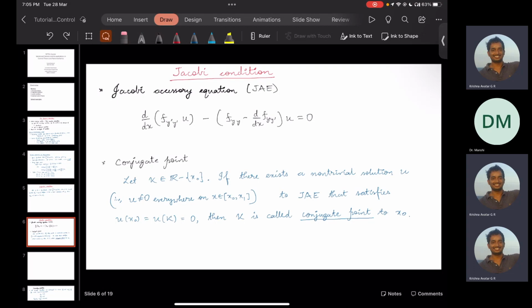Once we have the conjugate point, based on its location, whether it lies within the interval [x0, x1] or outside, if it lies within [x0, x1], then the extremal that we had determined is neither a local minimum nor a local maximum, and we cannot tell beforehand the nature of that extremal. So that's what we can say very clearly.